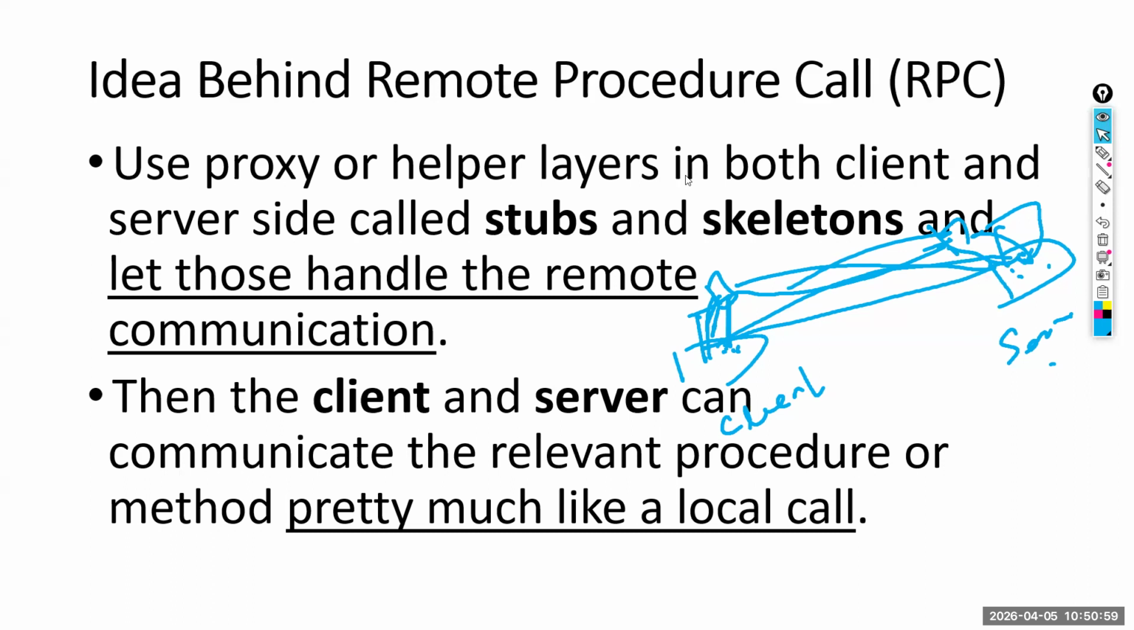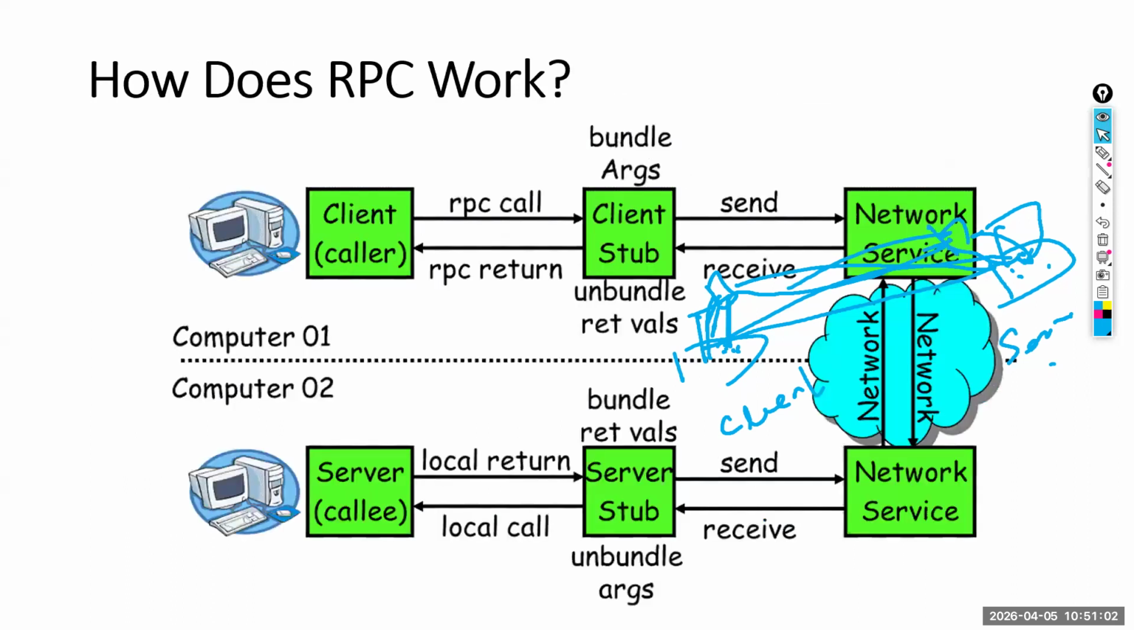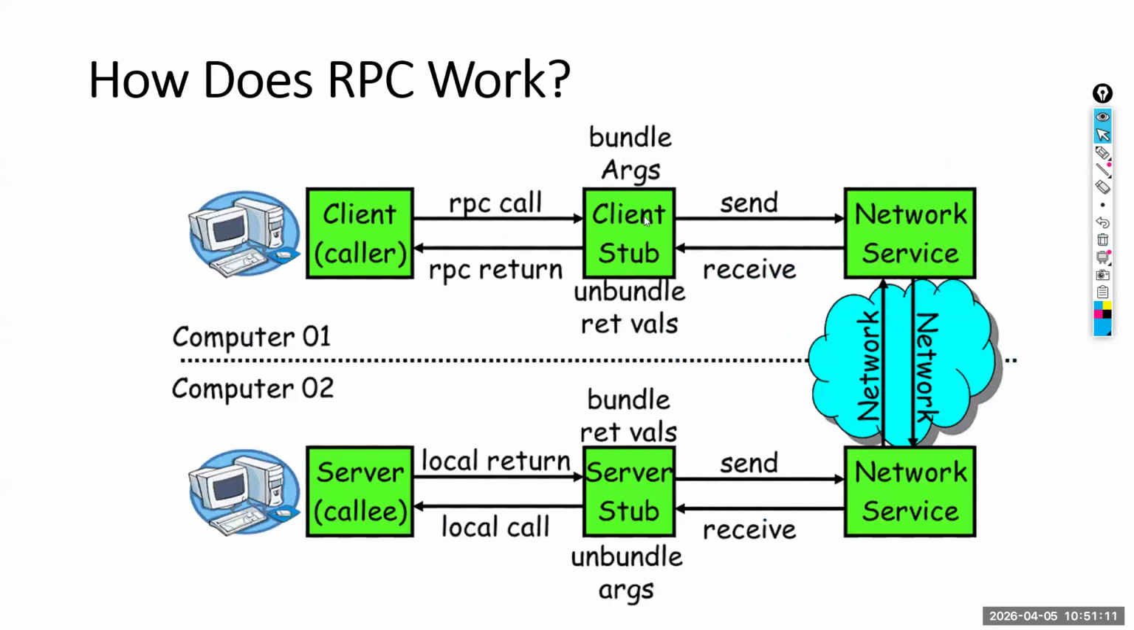Right. So this is your client machine. Client machine calls the client stub. Then the client stub communicates through the network to the server stub, or sometimes we call it the server skeleton. Then the server stub or server skeleton calls the server, and the server gives the result to the server stub. The server stub gives it to the client stub, and the client stub gives it back to the client.